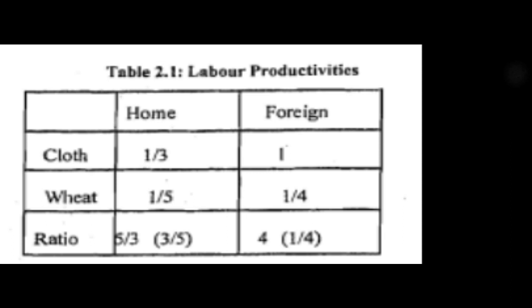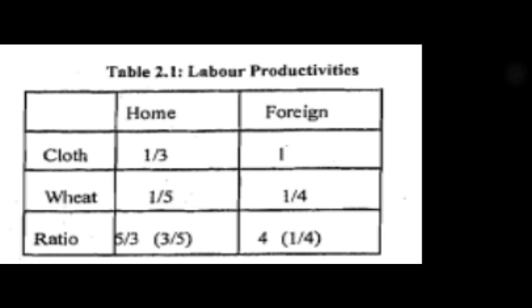But the home country has comparative advantage in wheat production, because here 3 units of cloth will exchange for 1 unit of wheat, which is less than 4 units of cloth which will exchange for 1 unit of wheat in the foreign country. Thus, though the foreign country has an absolute advantage in both goods, it has comparative advantage in only one, namely cloth. The home country has absolute disadvantage in both goods, but it has a comparative advantage in wheat.